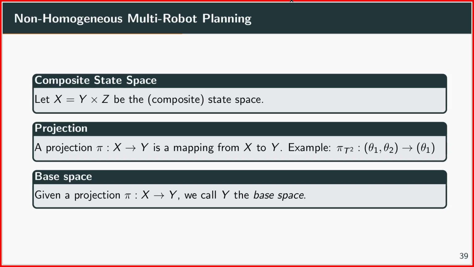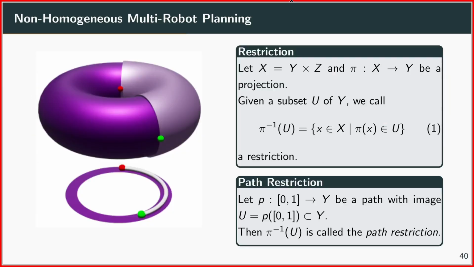And to just say this a bit more formally, so we have this composite state space X, and we have a projection from X to Y. And in our case here, this projection would just remove one of the coordinates. So we would just project from θ1, θ2 to θ1. And in this case here, with this projection, we often call Y also the base space. And the path restriction is basically defined as follows.